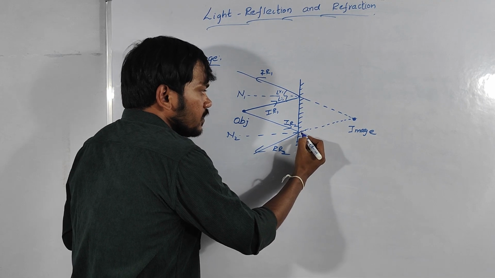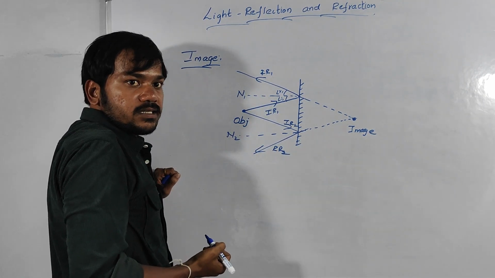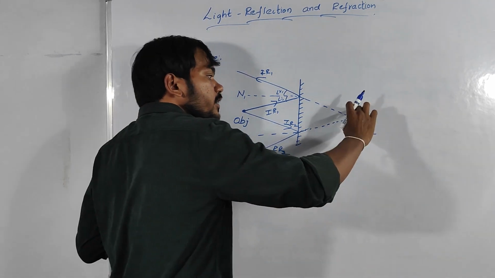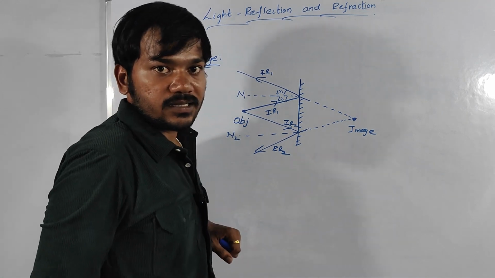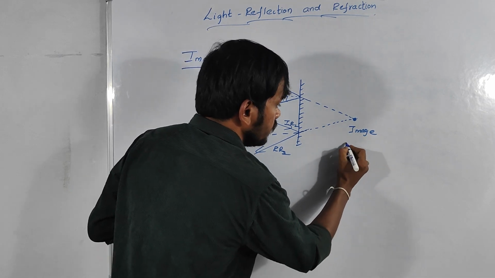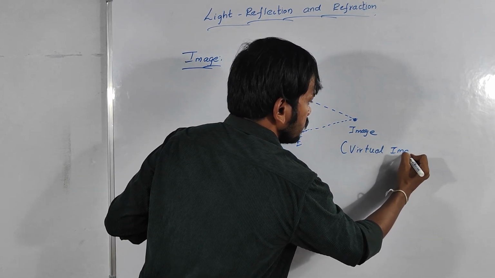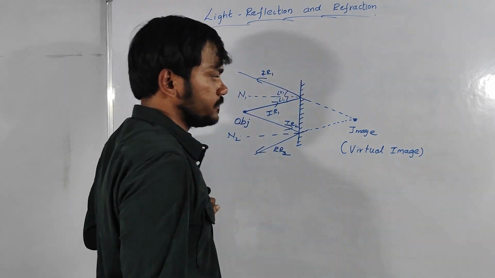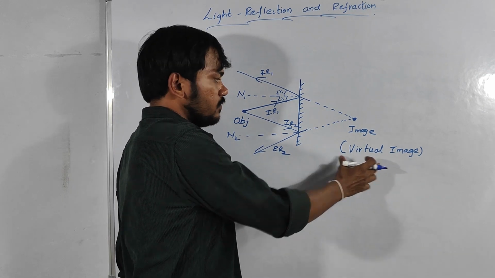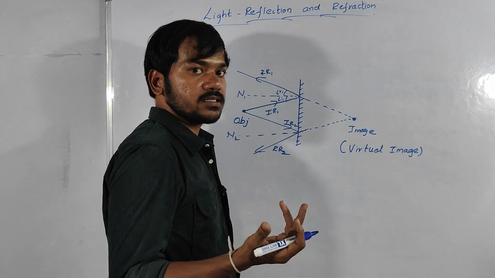Yes, whenever these reflected rays, though they move away from each other, are tending to meet at some point where the image is formed, such a type of image is said to be a virtual image. Are you clear? What is a virtual image? Whenever the extended reflected rays meet, they form a virtual image.